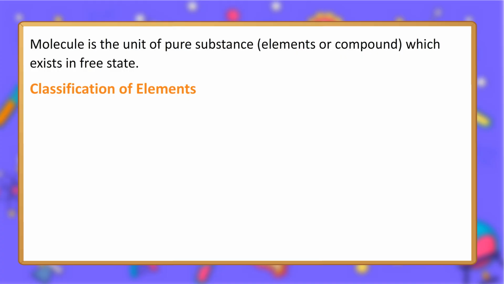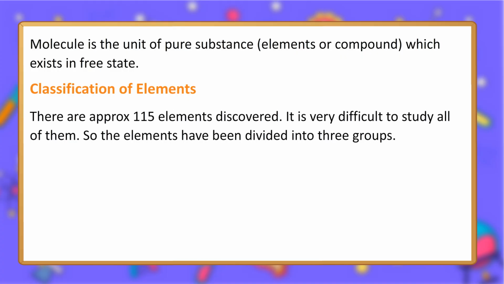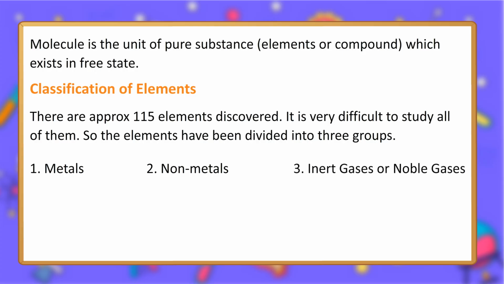Classification of elements. There are approximately 115 elements discovered. It is very difficult to study all of them. So the elements have been divided into three groups: 1. Metals, 2. Non-metals, 3. Inert gases or noble gases.